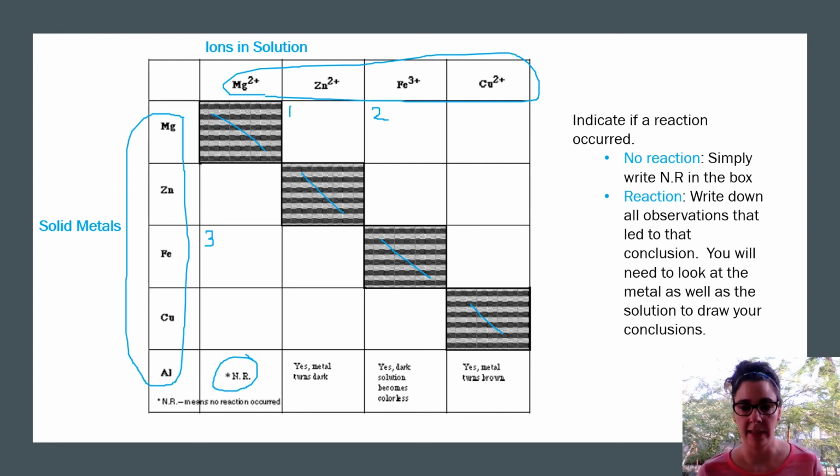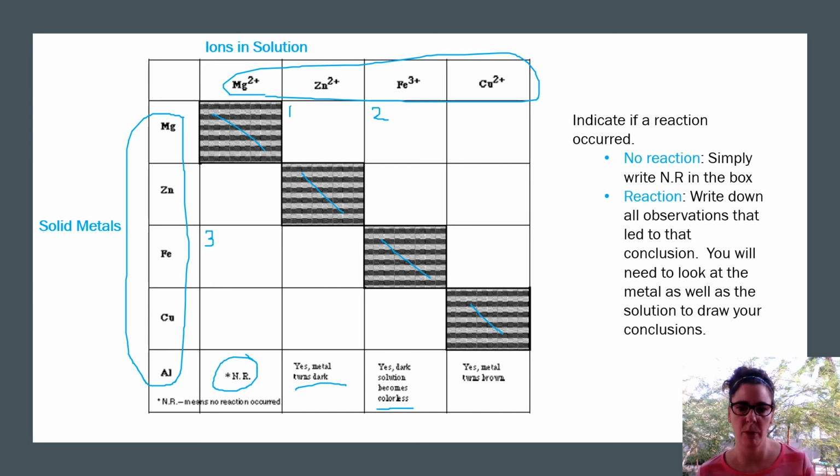or anything like that. And second, you can look at what's happening with the solution. So our example here with aluminum, the metal is turning dark, and over here, the solution is becoming colorless. So those are the observations noted for aluminum. Okay, so the aluminum was done for you to give you examples of how you're going to record your data and put it into this chart.